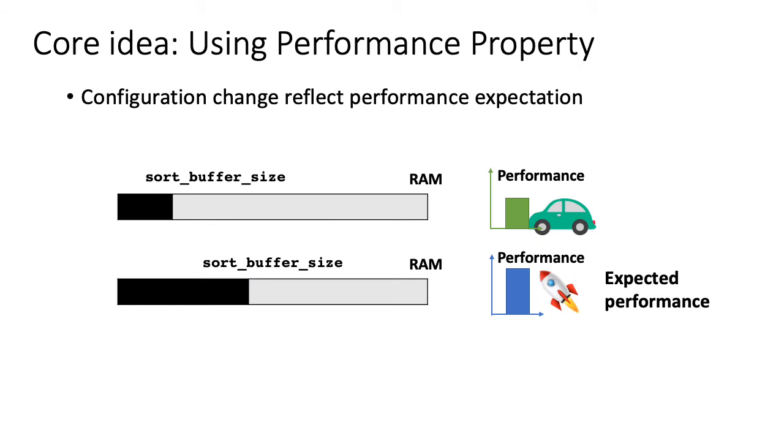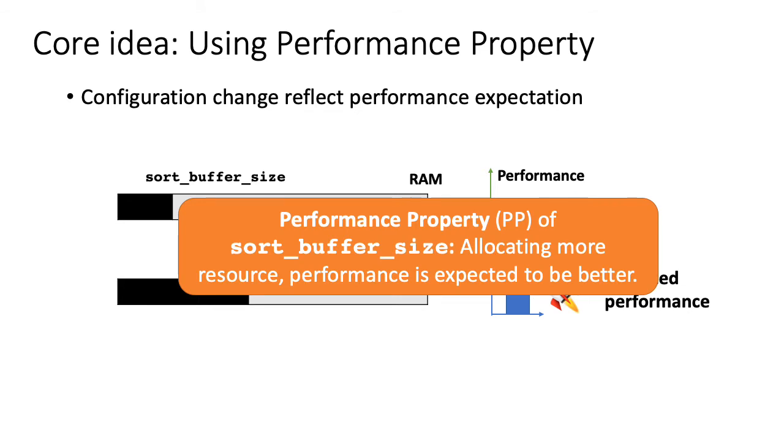From the case above, we notice that the configuration option has its performance property. The performance property is the performance expectation of a configuration change. For the sort buffer size, increasing its value means allocating more system resources to the software, indicating the performance is expected to be better.